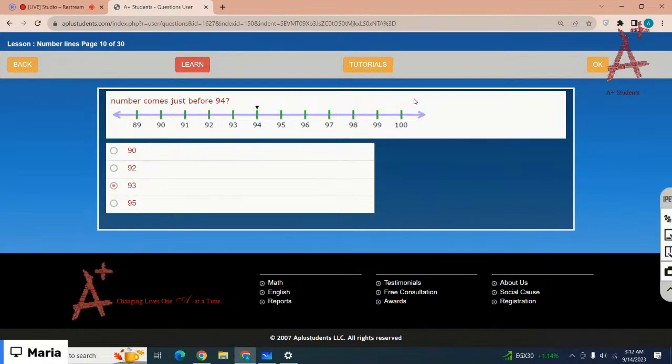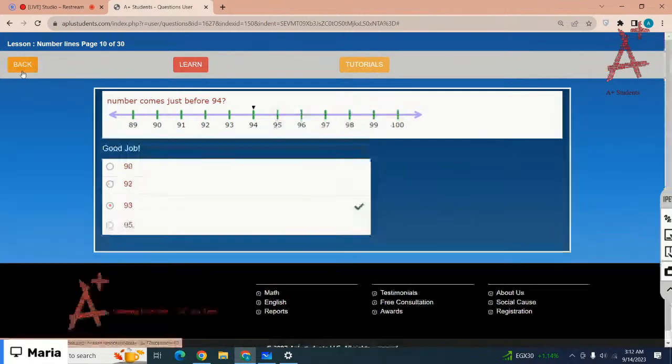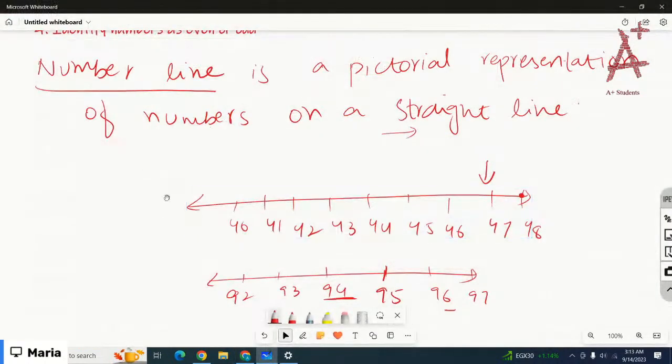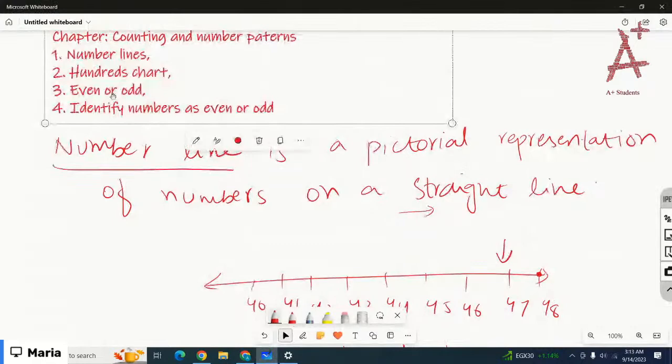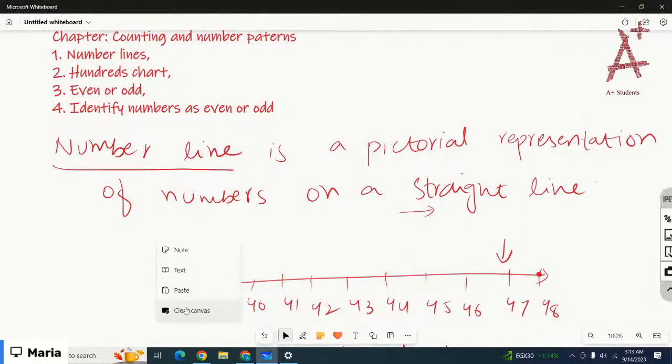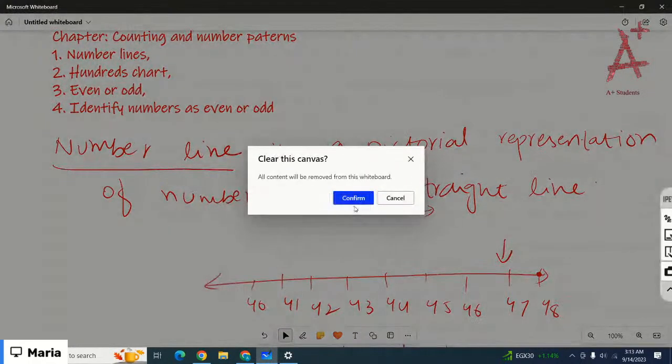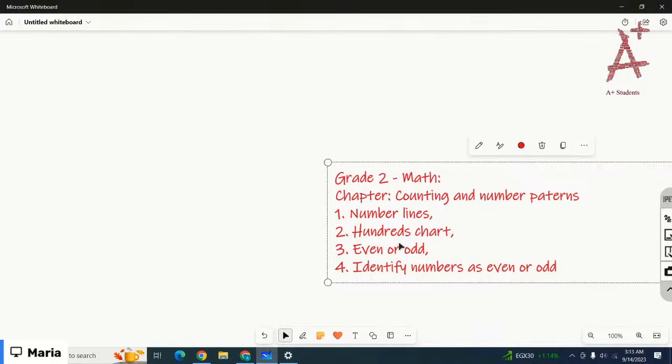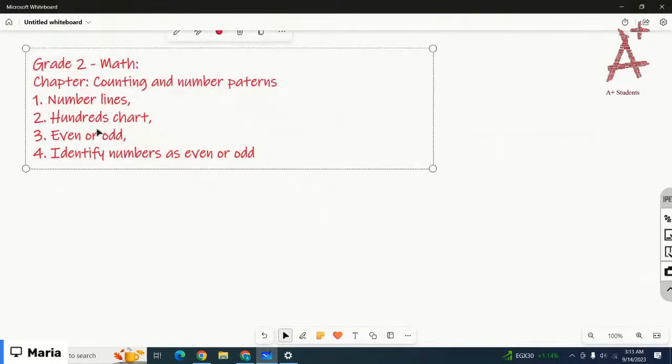Okay, you can complete the lesson by yourself later today. So let me just move on to the next lesson. And the next lesson is hundreds chart. Okay, let's just see how do we work on hundreds chart.